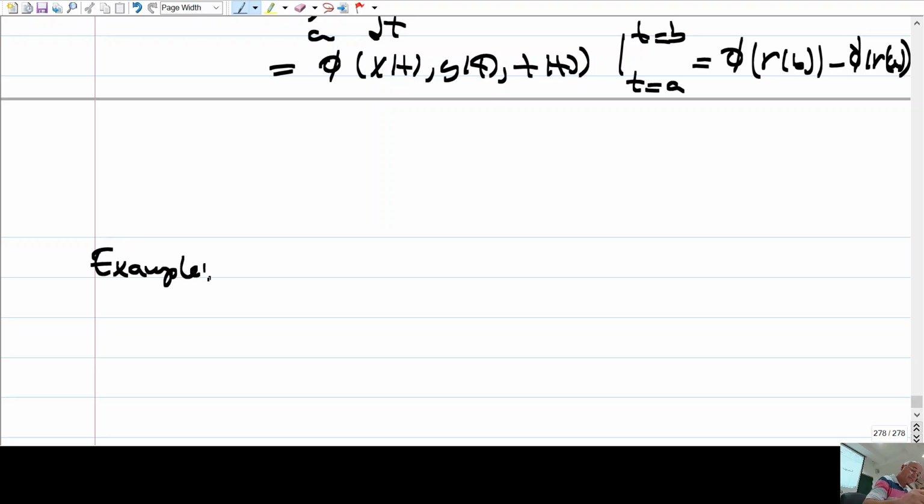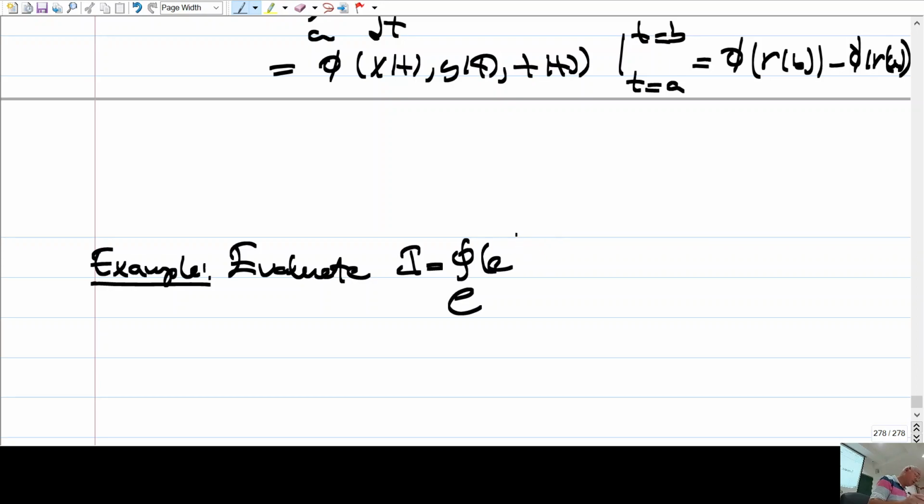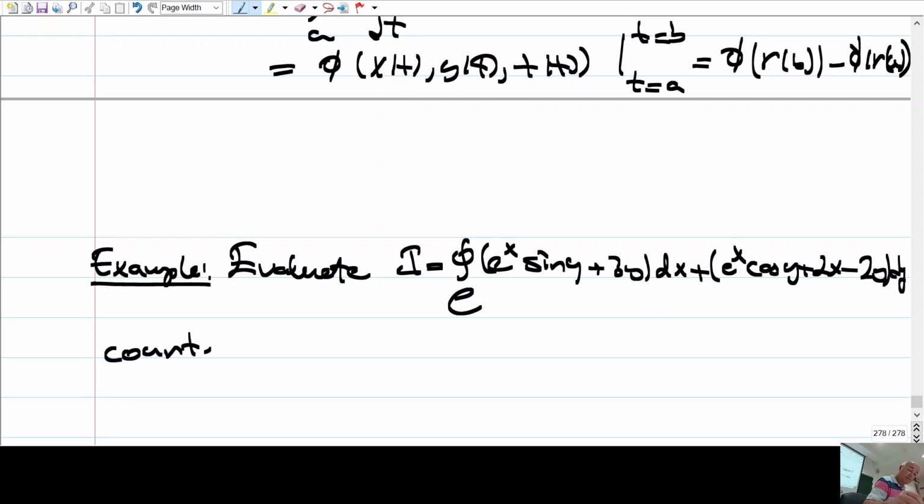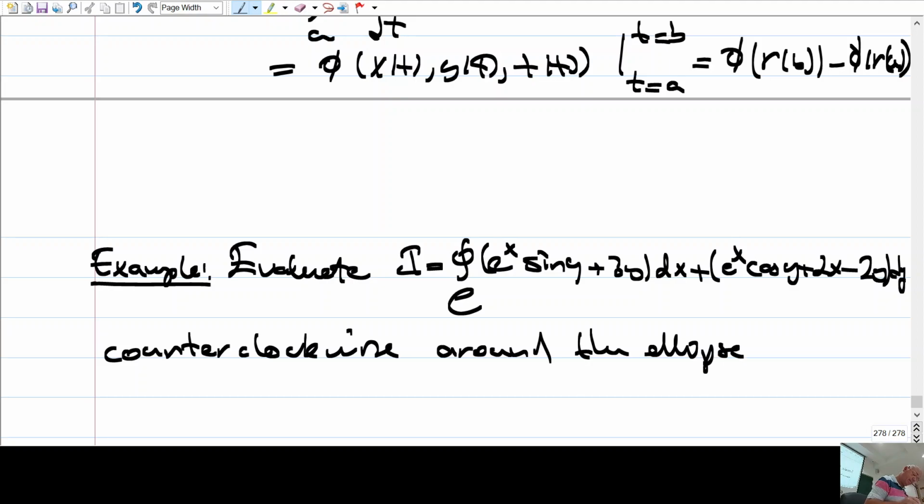Another example. Evaluate I, which is the closed integral of (e to the power x sine y plus 3y) dx plus (e to the power x cosine y plus 2x minus 2y) dy, counterclockwise around the ellipse 4x squared plus y squared equals 4.